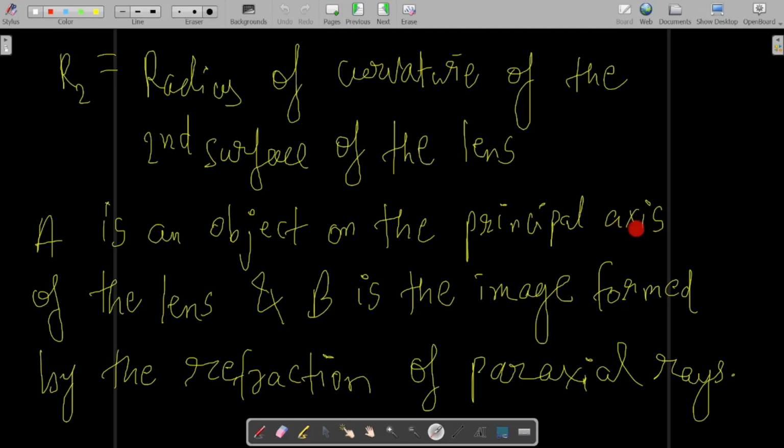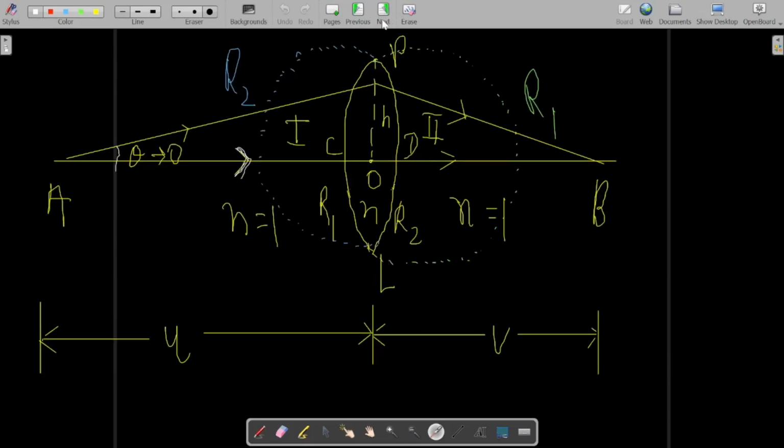A is an object on the principal axis of the lens. B is the image formed by the refraction of paraxial rays. This you understood. So this is the figure which you finally have with you.